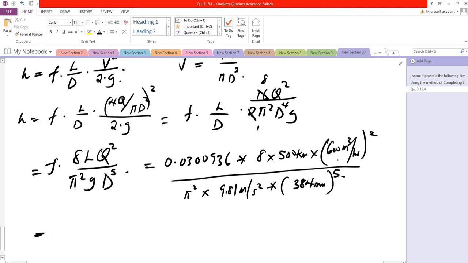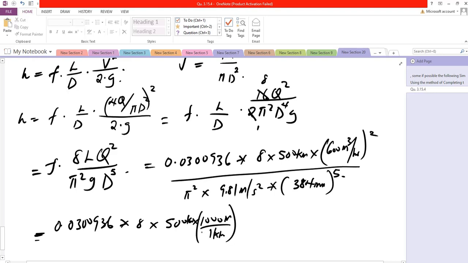Now changing this, we have 0.03000936 times 8. Changing this kilometer to meter, you have 500 kilometer times 1000 meter divided by... so 1000 meter is equivalent to 1 kilometer. So this one will cancel out this. You now say this also is 600 meter cube per hour. Changing it to meter cube per second, you multiply this.